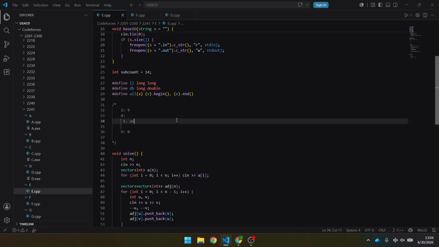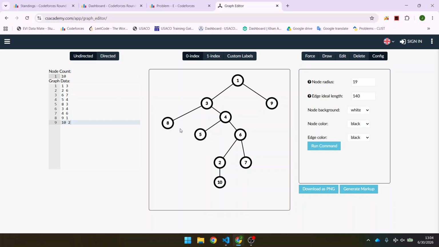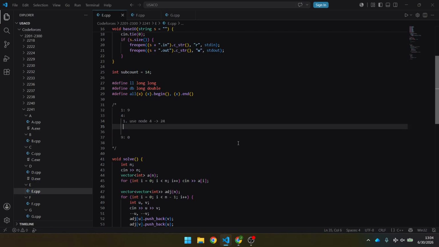Use node 4. 4, 1, 4. So it's a pairwise product. So 4 times 1 is 4. 1 times 4 is 4. 4 times 4 is 16, so 24.